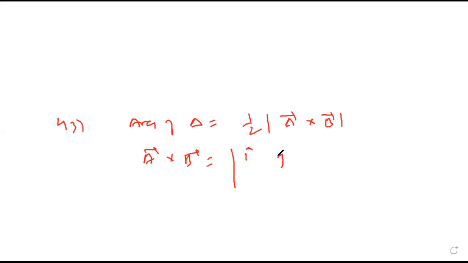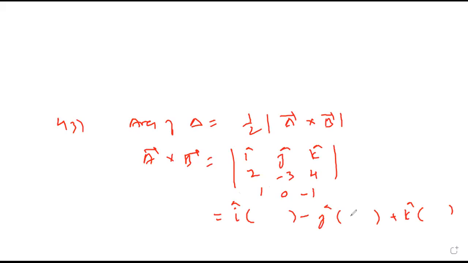What is the area of the triangle formed by the sides A and B? Area of a triangle is half of the magnitude of A bar cross B bar. So first, A bar cross B bar equals the determinant of i cap, j cap, k cap. A vector components are 2, minus 3, 4 and B vector are 1, 0, minus 1. So i cap bracket minus j cap bracket plus k cap bracket.